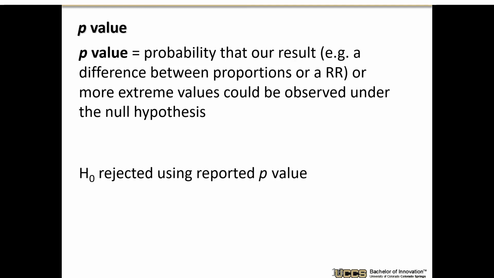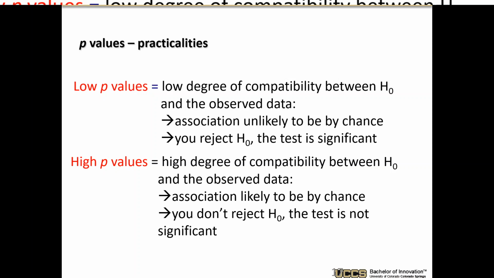Okay, so when we talk about rejecting, we will generally talk about rejecting it at a reported p-value, or I will say we reject it with a p-value of some number. Again, not a lot of digits, just 1 or 2. Or I can say I'm going to reject it with a p-value less than 0.01, which is common. 0.01 and 0.05 are the two most common, 95% and 99%. So a low p-value means a low degree of compatibility between the null hypothesis and the observed data. The association is unlikely to happen by chance. You reject H0 and the test is significant. The p-value says how significant it is.